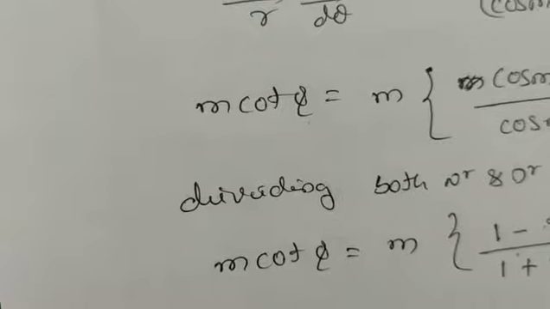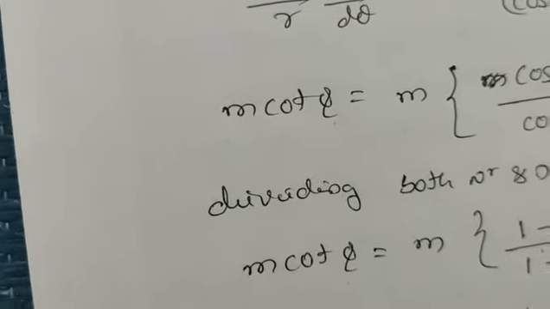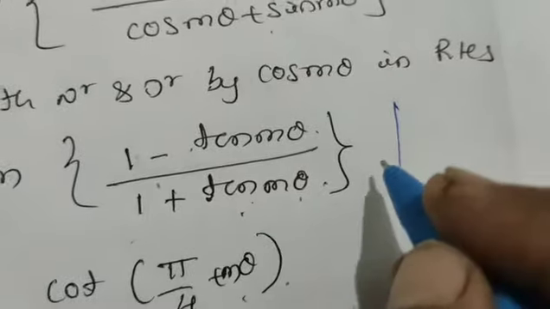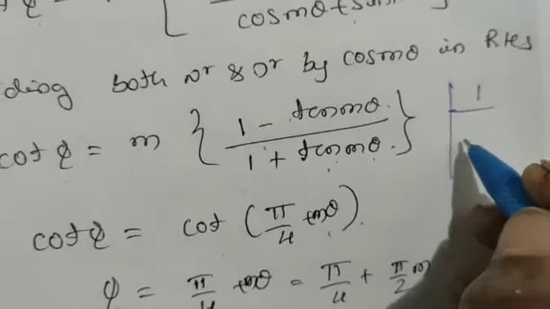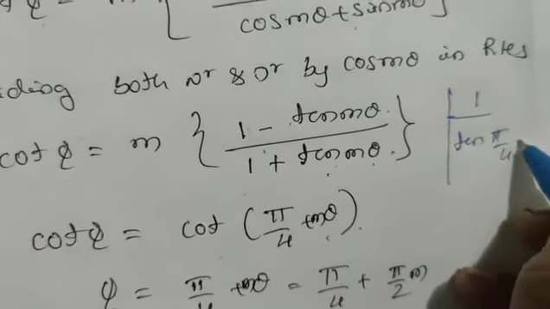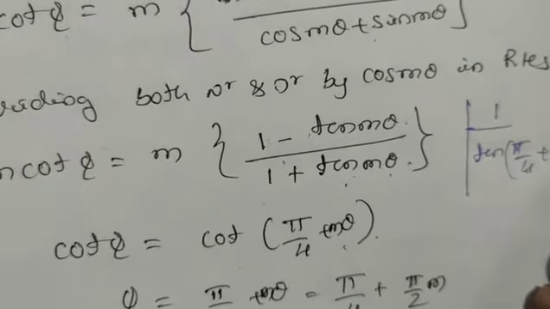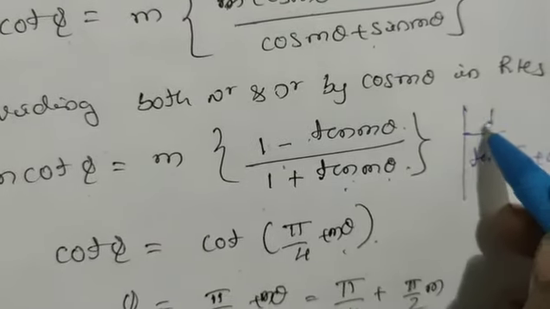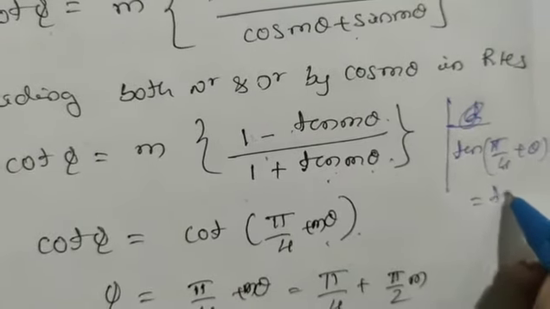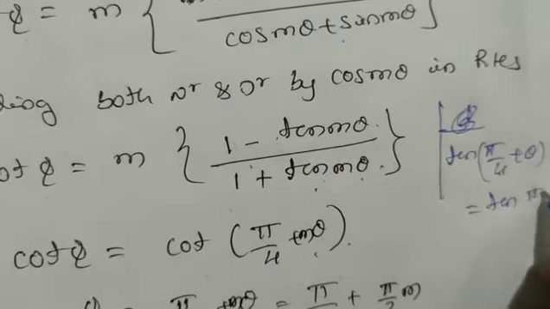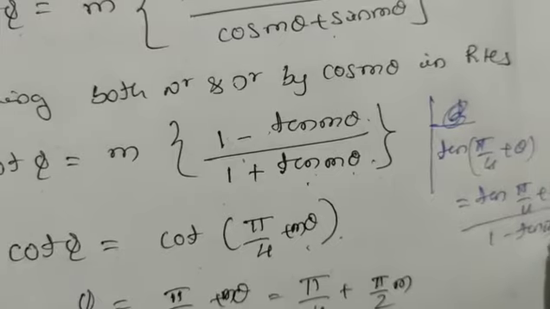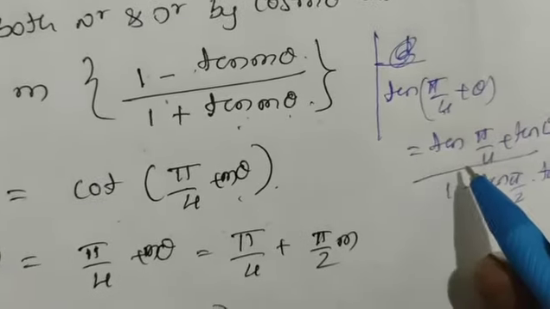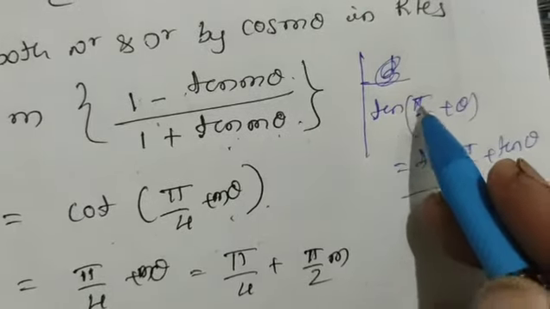See here how we got this one. This cot of pi by 4 plus m theta is nothing but 1 divided by tan of pi by 4 plus theta. So tan of pi by 4 plus theta, it is like tan of A plus B. Tan of A plus B is tan A plus tan B divided by 1 minus tan A into tan B. Tan 45 is 1. So this is tan of pi by 4 plus theta.